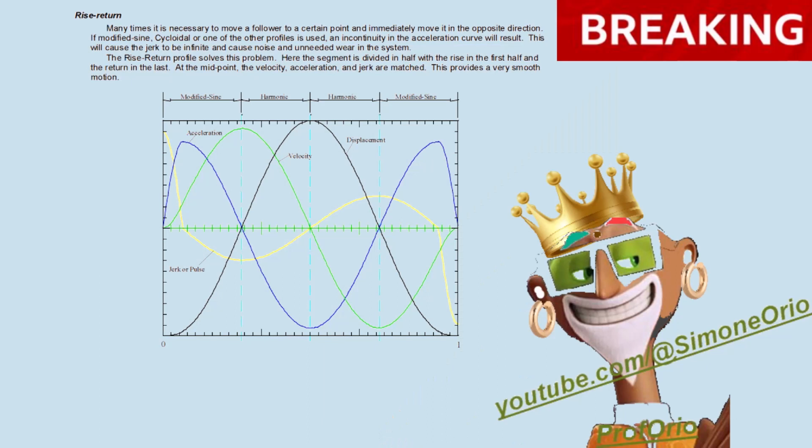Sometimes it's necessary to move out to a certain point and immediately return. The rise return is the profile to use in that case. You can see from the graph that we're using modified sine and harmonic together here. At the midpoint of this, where the rise immediately returns, the displacement immediately returns, we are matching all of these parameters: displacement, velocity, acceleration, and jerk. This makes a very, very smooth profile if you need to move out and immediately return.